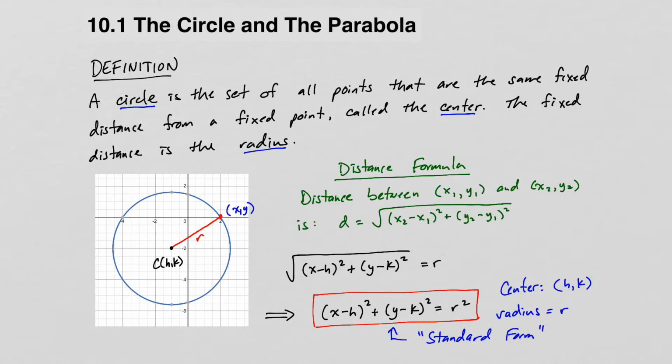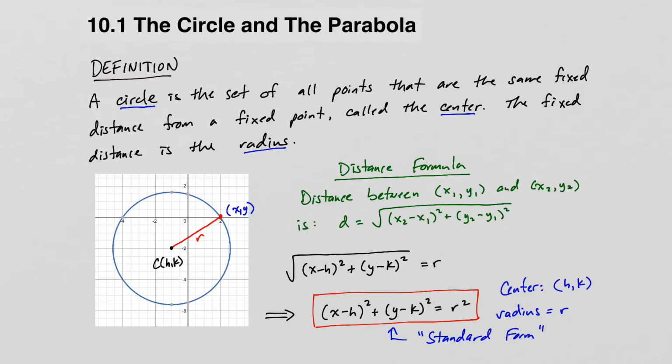Alright, so this is going to be another pretty long video, I think. We're going to cover 3 sections here, and they're all kind of related. So we'll start with section 10.1, which talks about the circle and the parabola. And I'm sure all of you have heard of both of these before. In fact, we've already talked about parabolas in this class. So let's go ahead and start with the circle.